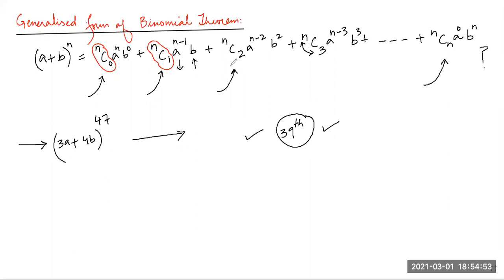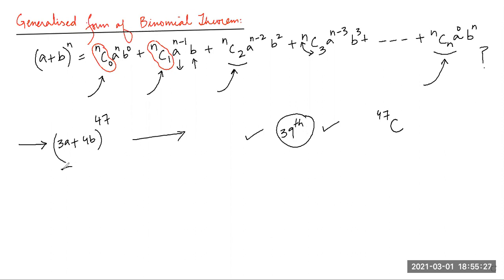You see, the coefficient of the third term is NC2. The coefficient of the (n plus 1)th term is NCN. So what will be the coefficient of the 39th term? Can anyone tell? The coefficient of the first term is NC0, the second term is NC1, the third term is NC2. So the coefficient of the 39th term will be, anyone? 47C. Yes.